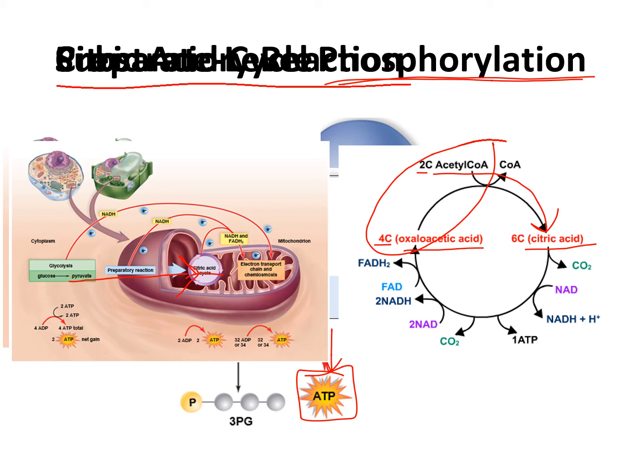And during this process, the citric acid is going to be oxidized, energy is going to be removed, and then that's going to result in reducing NAD and FAD into NADH and FADH2, 2 types of electron carriers. It'll also produce an ATP, and the waste product is going to be carbon dioxide.